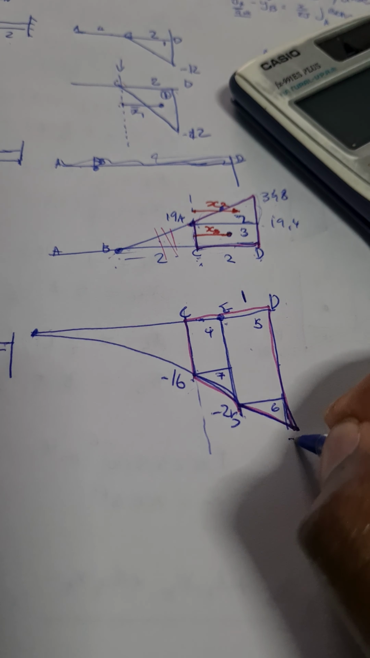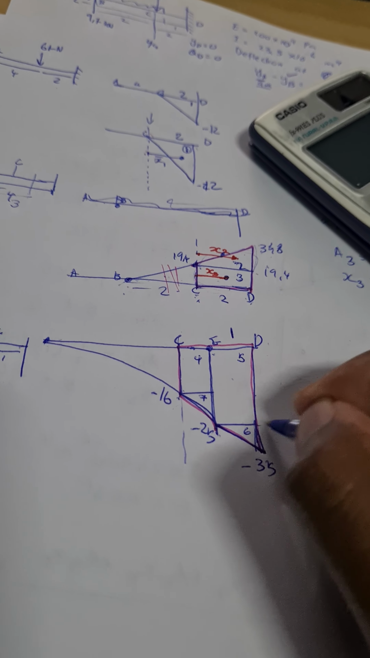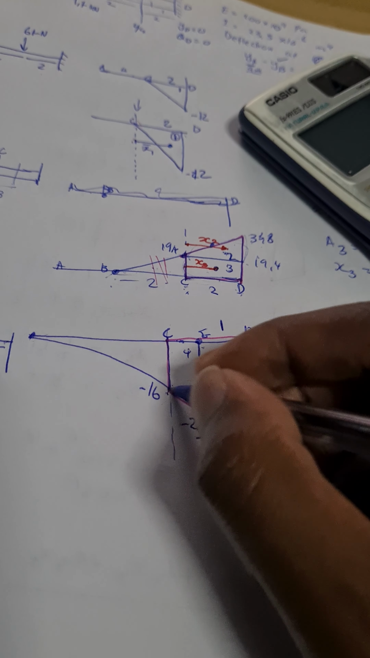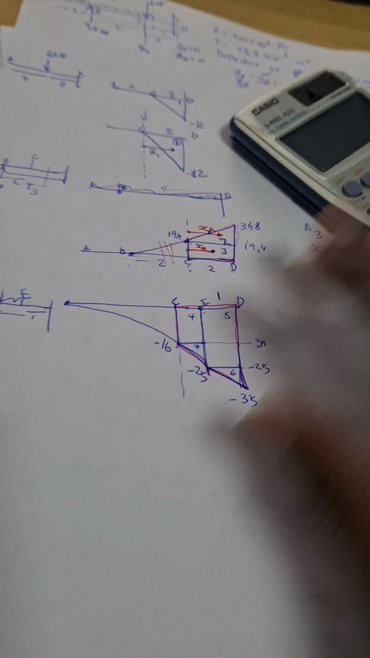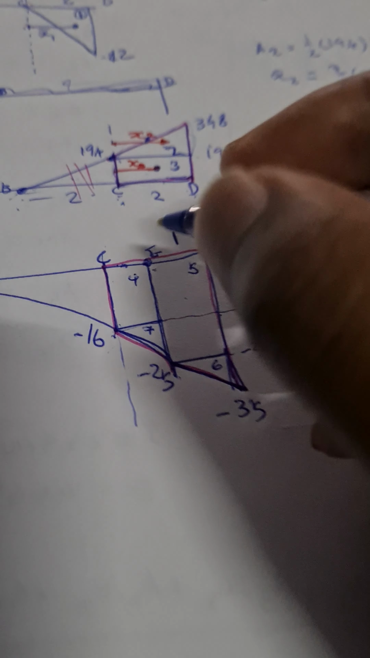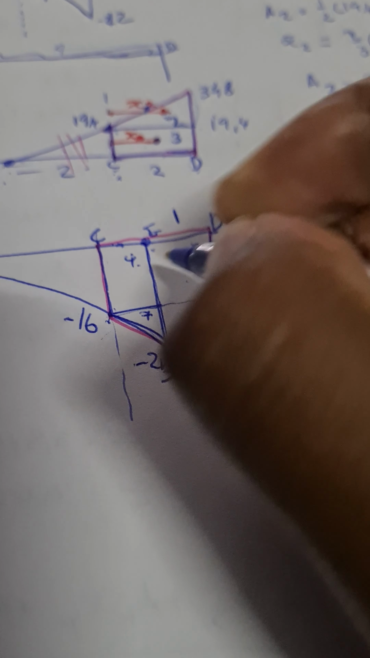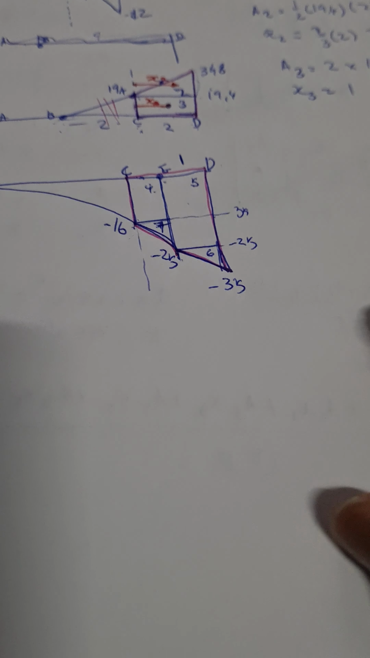So here it's got minus 35, right? So we have this length, so it's minus 25 here, it's minus 35 here, right? Already we have numbered. So again, let's do it. So we have 4, 5, 6, and then we have 7. We have many things, so we must be careful.